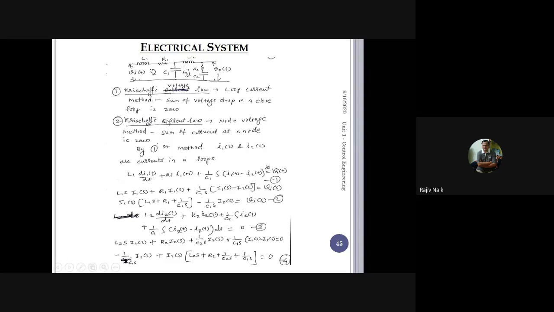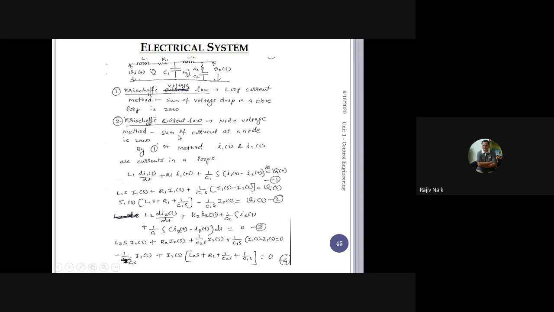The second method is what is known as Kirchhoff's current law. Kirchhoff's current law leads to a method of solution called the node voltage method, Kirchhoff's node voltage method. We are not discussing it today. We will discuss it at the end of this topic, after a few more classes. There is a reason for that. At present it is of no use, so we are going to cover it there.